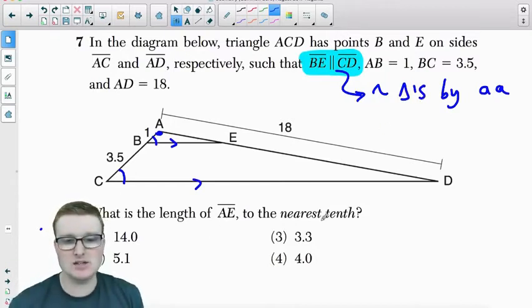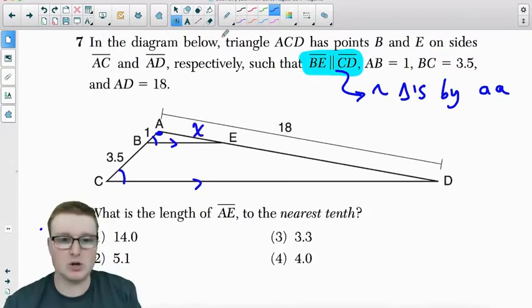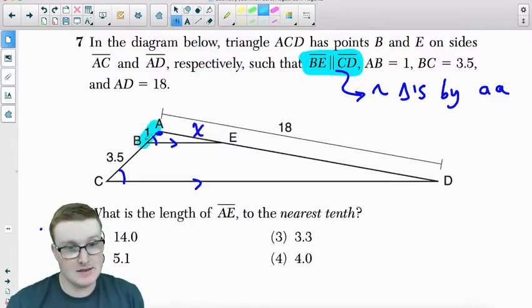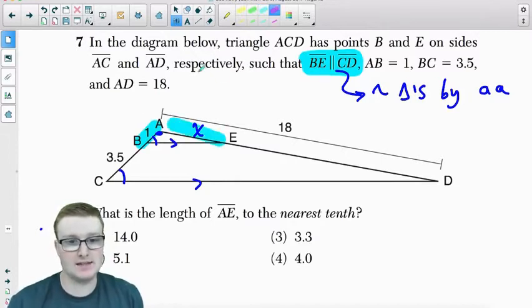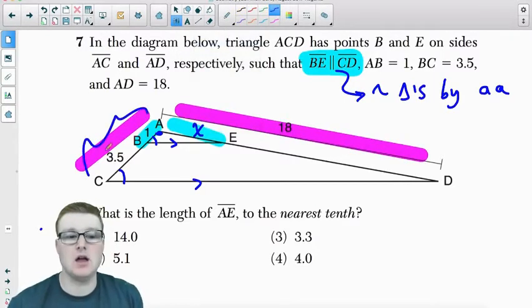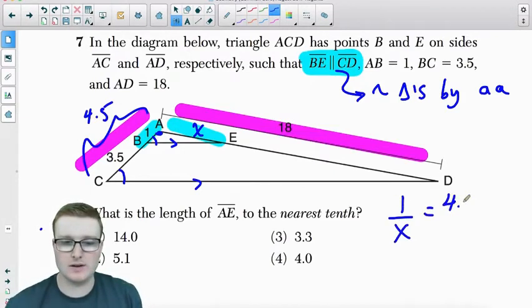What is the length of AE to the nearest tenth? So we're solving for this. There's a couple ways that you could do this proportion. I am going to go the easy way, and I'm going to say, let's set this one in proportion to this x, and let's set this whole side in proportion to this whole side. Well, the problem is we need to add this. 3.5 plus 1 is 4.5. We're missing that one piece. If you're thinking 1 over x equals 3.5 over 18, you're missing the 1. Very important to include that. So 1 over x equals 4.5 over 18.